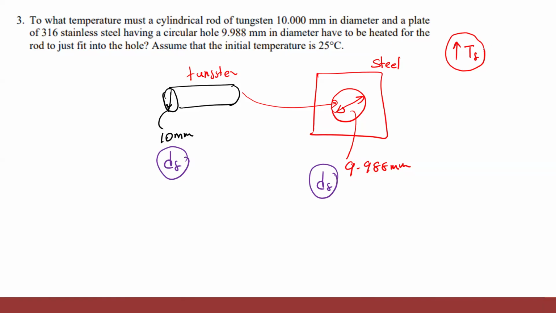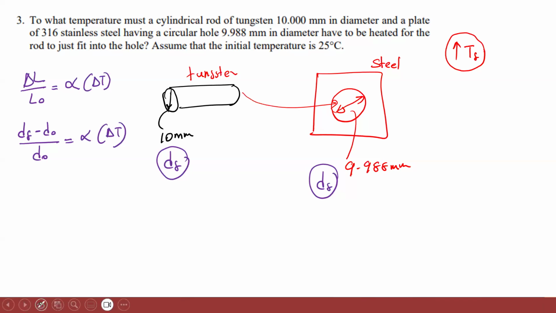So what do we know about thermal expansion? We know change in the length divided by the original length is equal to alpha times change in the temperature. Am I right? The length can be a diameter or a length, any linear length. So this will be our final diameter minus the initial diameter, divided by the initial diameter. So we can write our equation in this way.